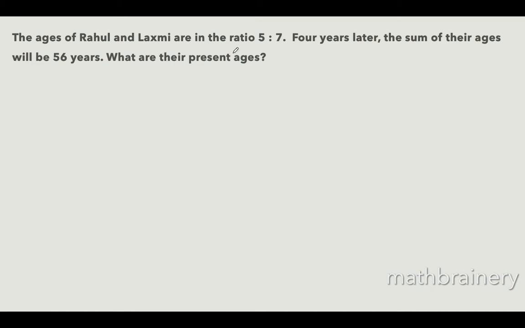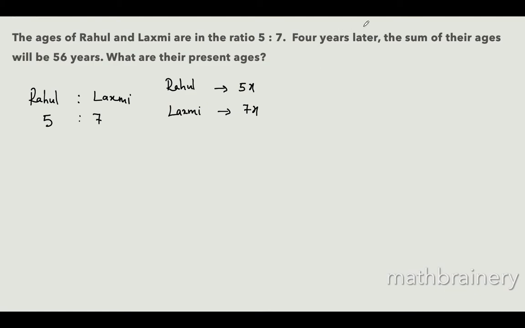The ages of Rahul and Lakshmi are in the ratio 5:7. 4 years later, the sum of their ages will be 56 years. What are their present ages? So the ages of Rahul and Lakshmi are in the ratio 5:7. Okay, so I can assume Rahul's present age as 5x years and Lakshmi's present age as 7x years, so that when you take the ratio, the common factor x will be cancelled, leaving only 5:7. You understand? So we can assume Rahul's present age as 5x and Lakshmi's present age as 7x.